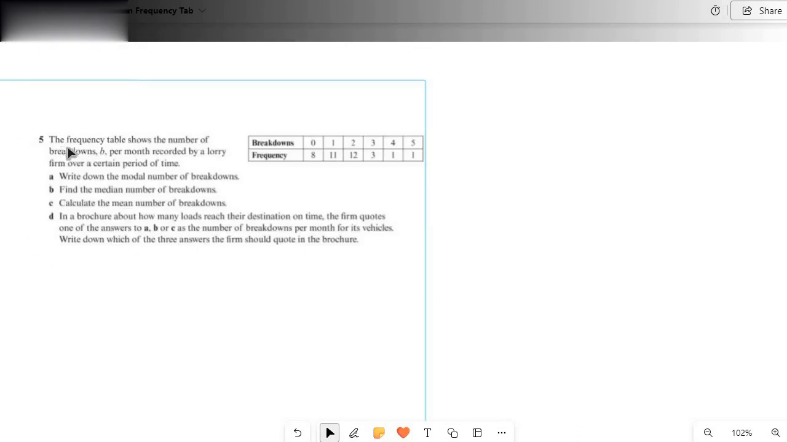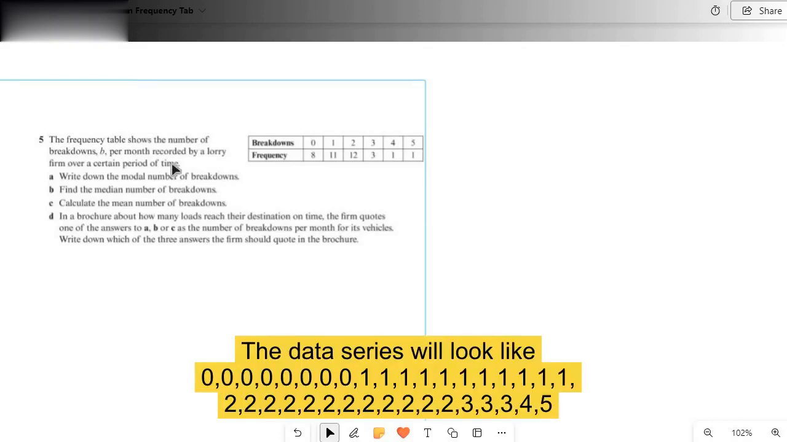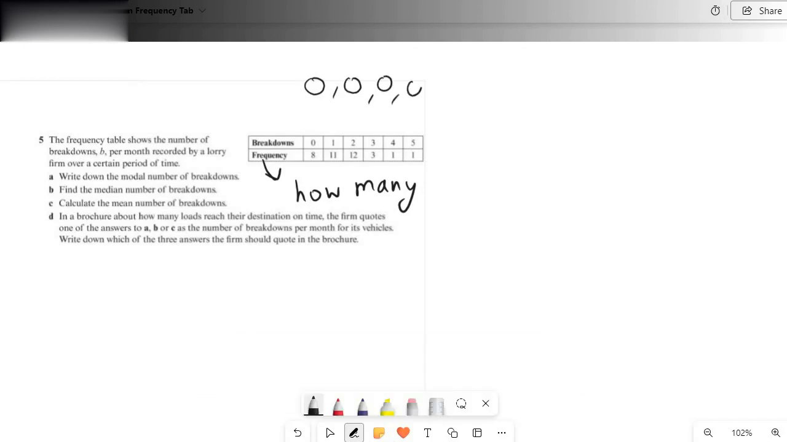Moving on to number 5, the frequency table shows the number of breakdowns B per month recorded by a lorry firm over a certain period of time. Here you can see that there is a table with the number of breakdowns and their corresponding frequency. So what it means is that the frequency will show us how many of those specific data points are given. For example, a frequency of 8 for 0 breakdowns means that there are 8 zeros in the series, just like this.